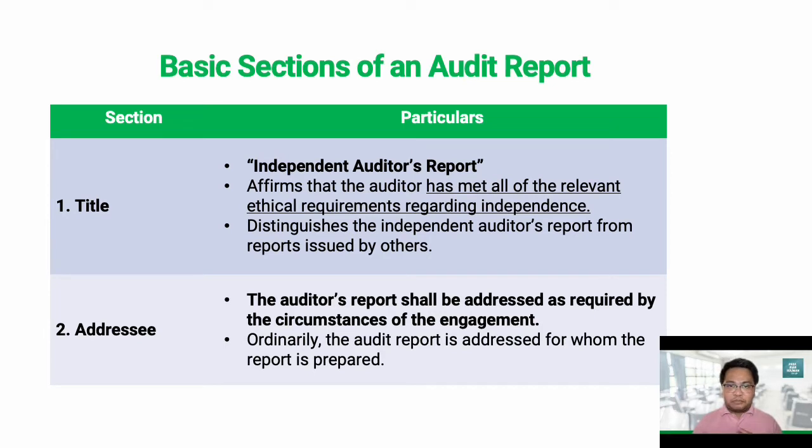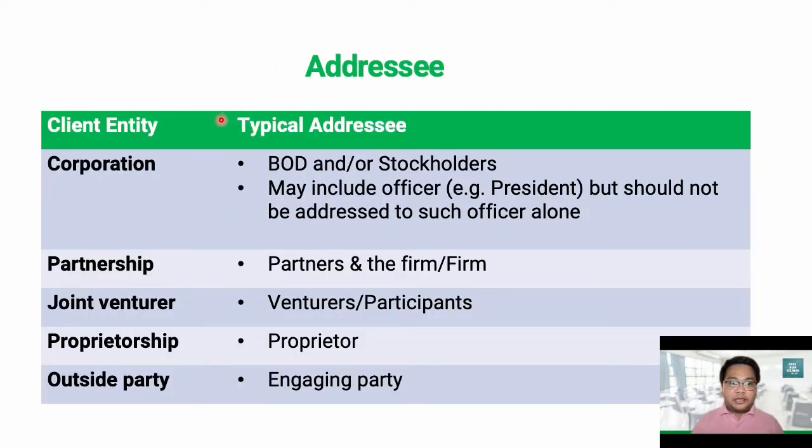but it should not be addressed only to the officer, like for example, the president, because that could insinuate that the user of the report is only the management. And remember in our assurance, we have this concept of a three-party relationship. So we have to include the board of directors and, in certain circumstances, the shareholders. So that is why here are the common addressees of our audit report.